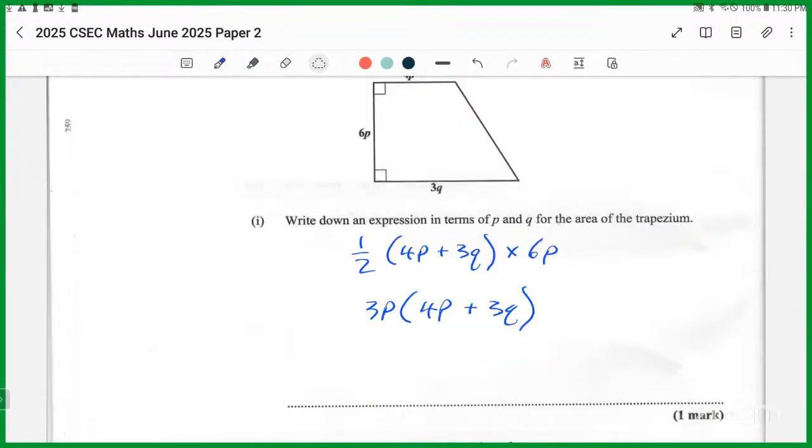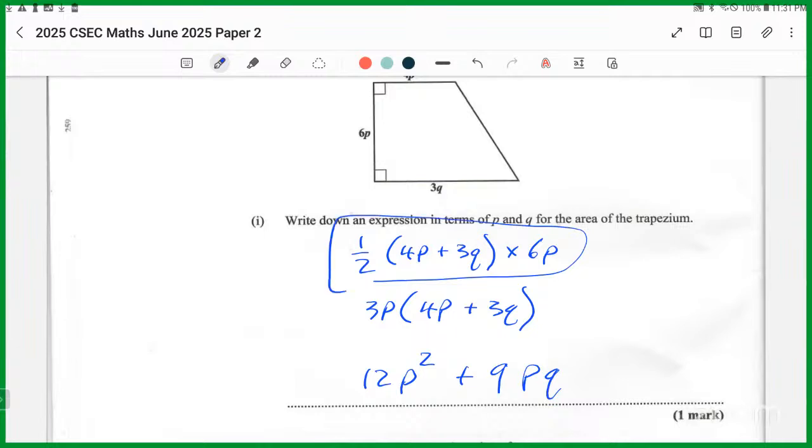This can be further simplified or can be expanded out. And this time this will give us 12p squared. And this time this will give us 9p cubed. So if you left this, don't give it the answer, they'd give it a mark just the same. You get 1 mark.